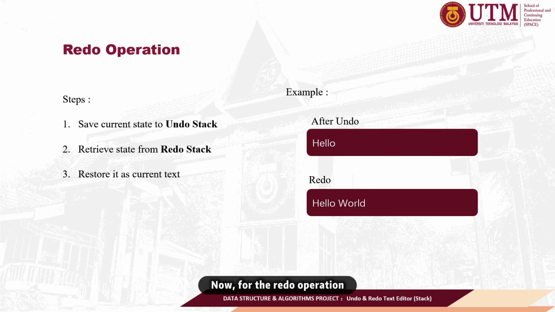And now for the redo operation. When the user clicks redo, first the current text is saved into the undo stack, then the system retrieves the text from the redo stack. Finally, it restores it as the current text. So hello will become hello world again.